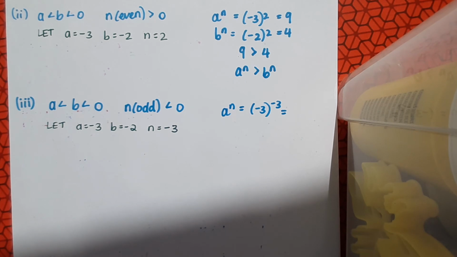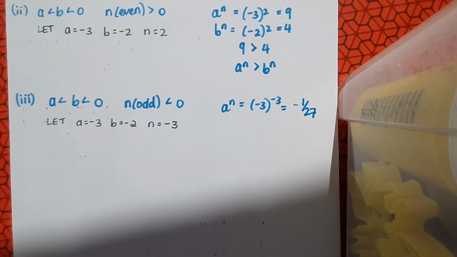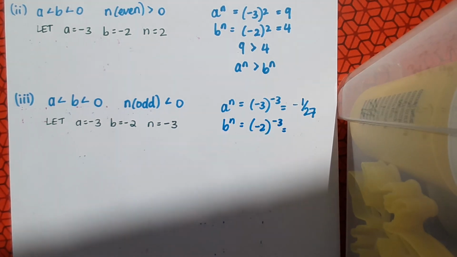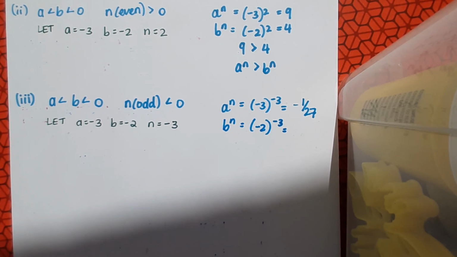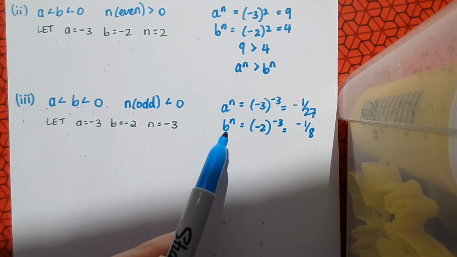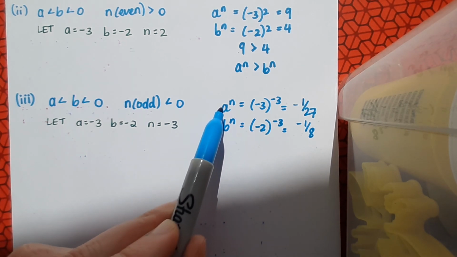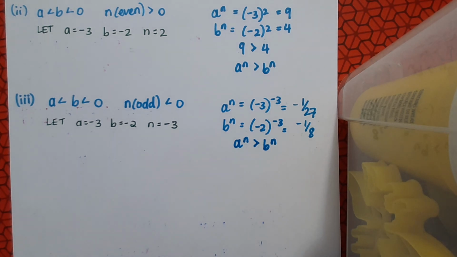I can, of course, just stick my numbers straight into the calculator without thinking too much about it, but it's always a good plan to try and observe the patterns that are recurring. So in this case, a to the n is minus 1 over 27. b to the n is minus 2 to the power of minus 3. So odd power, my value will stay negative, and negative power is going to end up as a fraction. Now, minus 1/8 is further down in the negative direction than minus 1 over 27 is. So b to the n is smaller. That means a to the n is bigger. So our conclusion in this case is that a to the n is greater than b to the n.